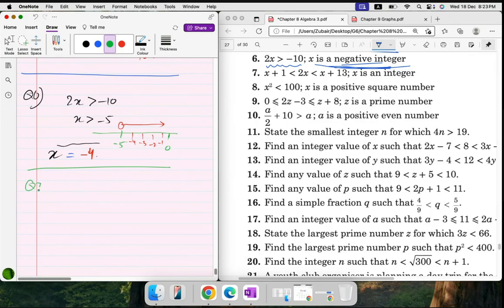Try question number 7. Okay, sir. Start it and I'll just follow, because today Ali is not joining. So we'll have to confirm answers from each other.